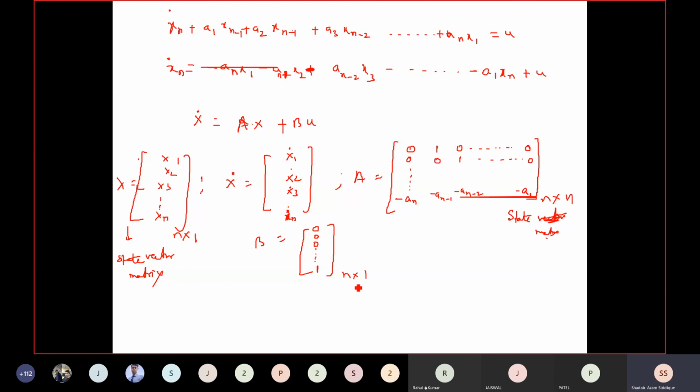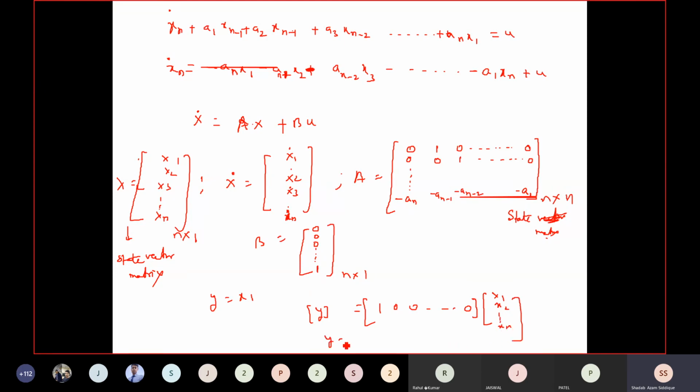So all these in a matrix form. Similarly, if you try to find y, what happens? We have taken y is equal to x1. So we can write in a matrix form y is equal to 1 0 0 0, all the zeros, which is multiplied with the x matrix, so x1, x2 up to xn. That's why it is written so.